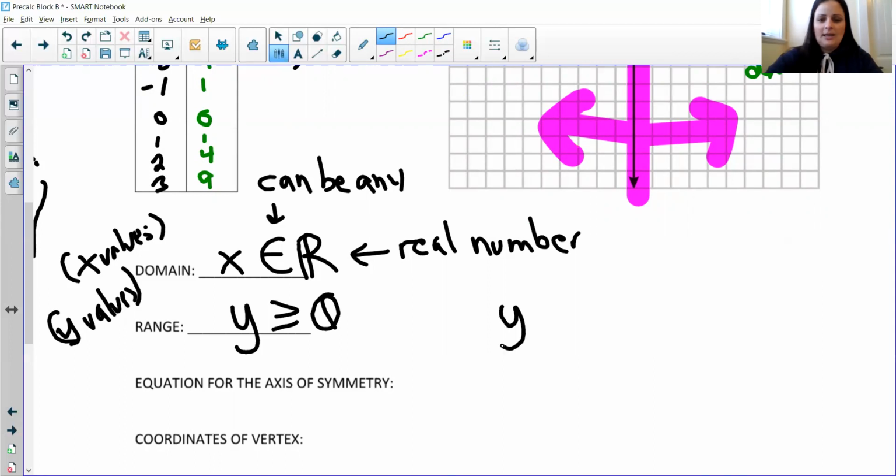Now you might see this represented in slightly different ways. You might see y bracket for the domain. It would be y has to be greater than or equal to 0 and less than or equal to positive infinity. You might see it written that way, and you might see it written like this, where it has to be greater than or equal to 0 and going up to positive infinity.